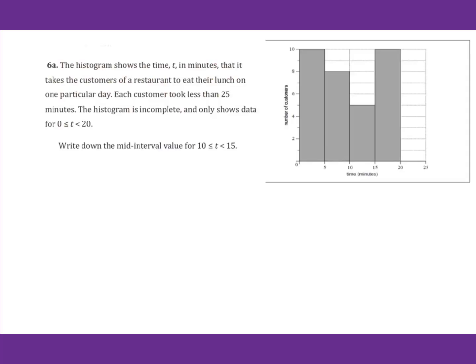The histogram shows the time t minutes that it takes the customers of a restaurant to eat their lunch on one particular day. Each customer took less than 25 minutes. The histogram is incomplete and only shows data for t between 0 to 20. Write down the mid-interval value for this interval. So we do 10 plus 15 divided by 2. Get 22.5.